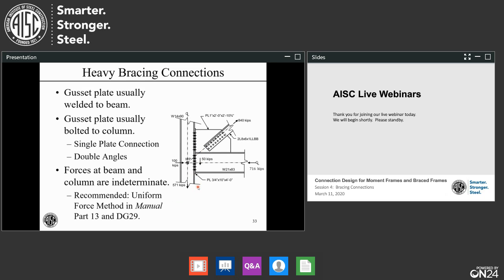Note one thing: the forces at the beam and the column are indeterminate, so we need some way to determine what load goes where. How much of this 840 goes through this connection and how much goes through this connection. We have a recommended method called the Uniform Force Method in the manual Part 13 and in Design Guide 29.